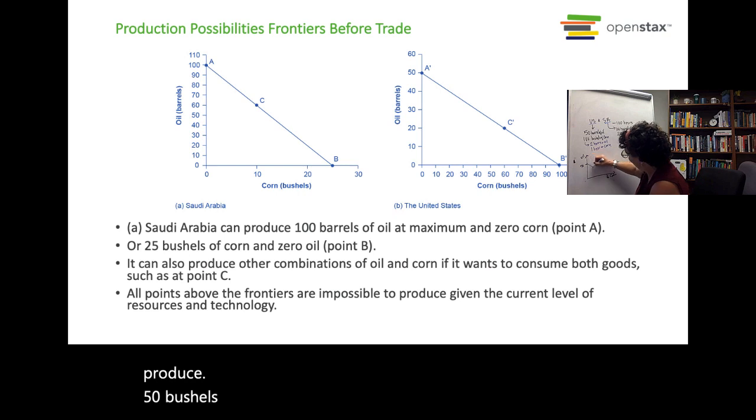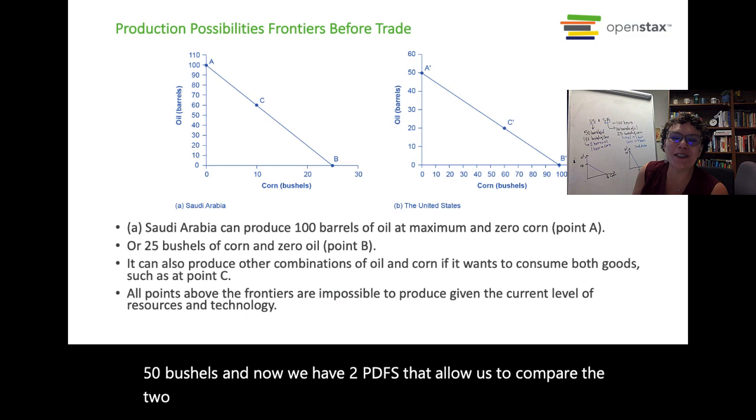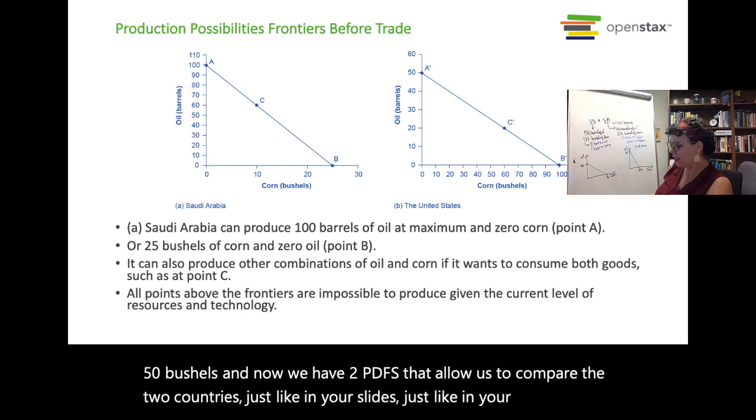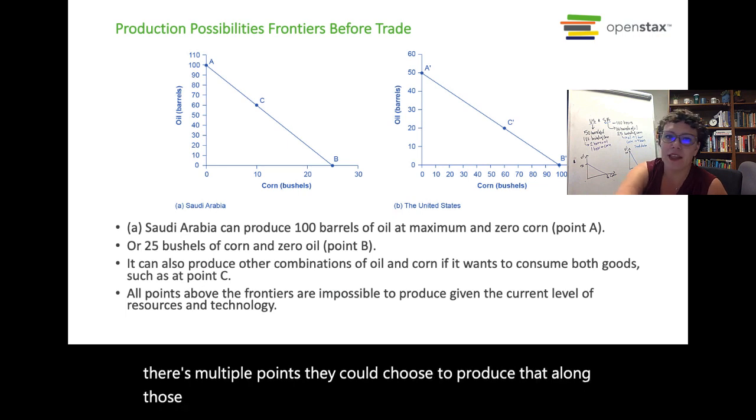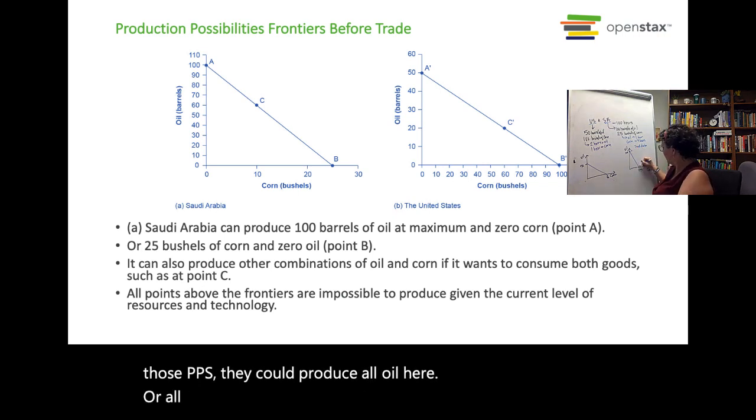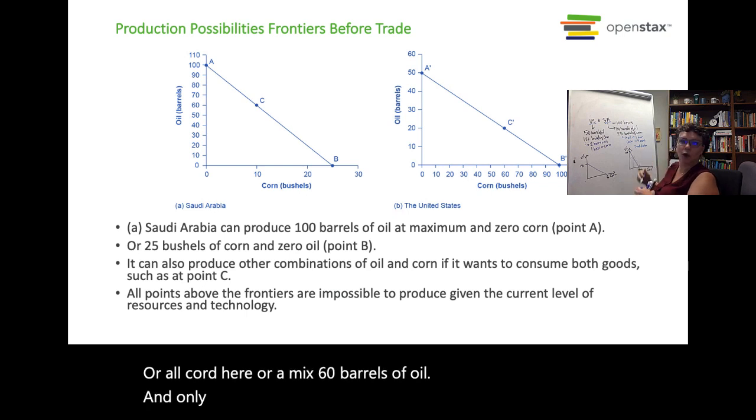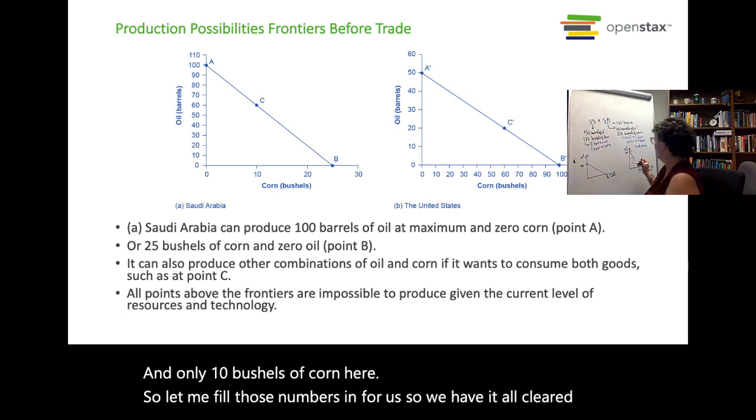And now we have two PPFs that allow us to compare the two countries, just like in your slides, just like in your book. And there's multiple points they could choose to produce at along those PPFs. They could produce all oil here, or all corn here, or a mix, 60 barrels of oil and only 10 bushels of corn here. So let me fill those numbers in for us so we have it all cleared away.